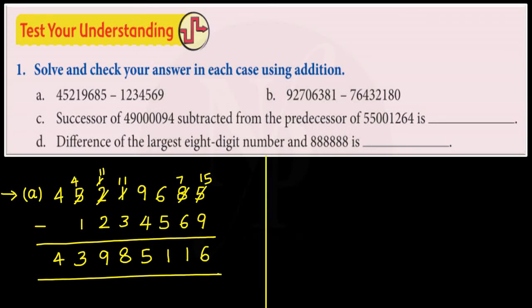Now we have to check our answer or verify using addition. Let us do that now. I will write here verification. So how will we verify the subtraction? We have to add the difference and the subtrahend, and the sum should be equal to the minuend. Let us write down and add the difference and the subtrahend.